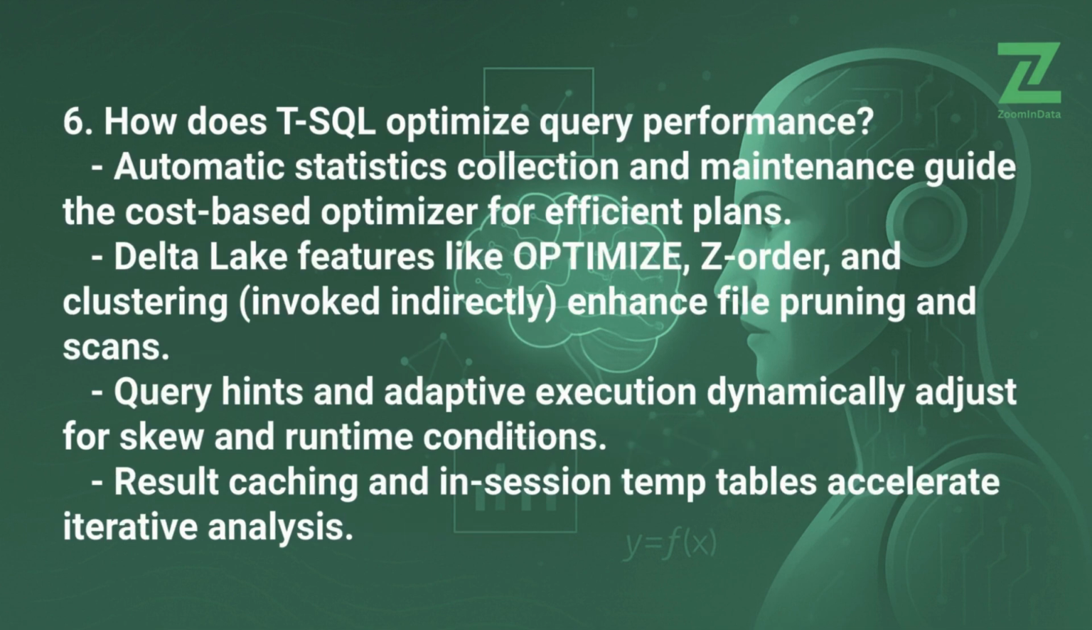6. How does T-SQL optimize query performance? Automatic statistics collection and maintenance guide the cost-based optimizer for efficient plans. Delta Lake features like OPTIMIZE, Z-order, and clustering, invoked indirectly, enhance file pruning and scans. Query hints and adaptive execution dynamically adjust for skew and runtime conditions. Result caching and in-session temp tables accelerate iterative analysis.